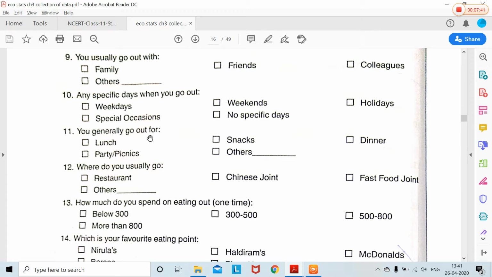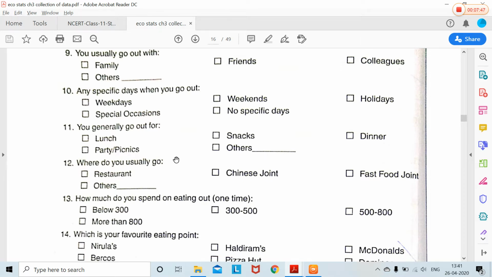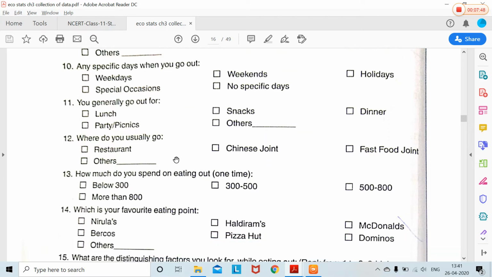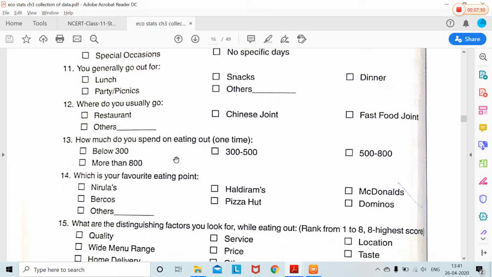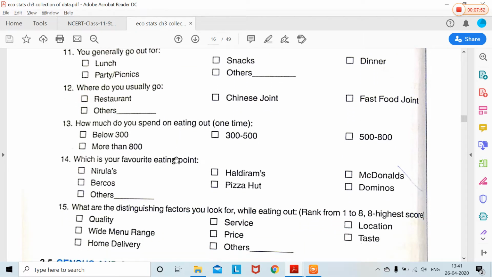Then you generally go out for lunch, snacks, dinner, party, picnics, or others. Like usually which meal do you take when you go out? Do you specifically go out for dinner or lunch or snacks, or actually the whole party thing, or others? Then where do you usually go? Some Chinese joint, restaurant, fast food joint, or others? Again, the respondent can give any option in this category, others.